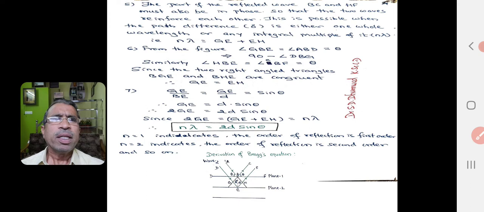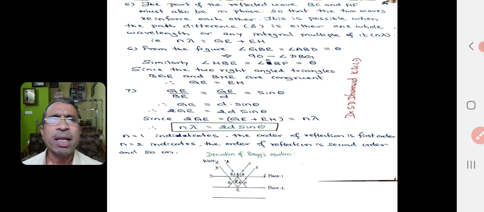Next, the parts of the reflected wave, BC and HF, must also be in phase. So below I have given a diagram. The reflected waves BC and HF must be in phase so that the two waves reinforce each other. This is possible when the path difference delta is either one whole wavelength or any integral multiple of it.